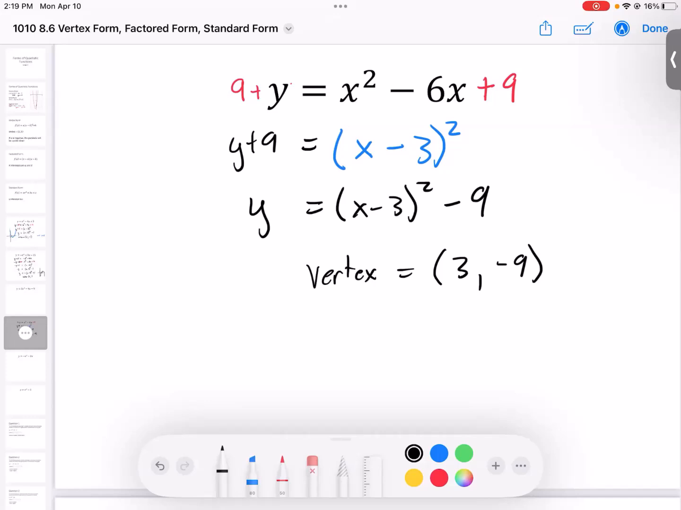If you weren't here last class on Friday, we went into lots of detail with this. So I'll post the recording. If you did miss class, you can watch that. So that would be my vertex. The fact that there's a positive 1 multiplied by the squared stuff means it will be upright.